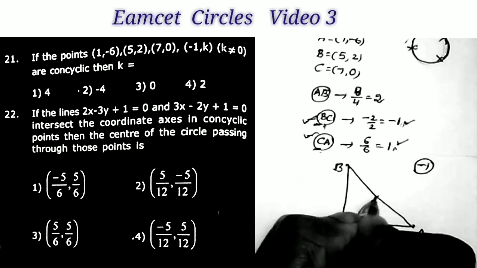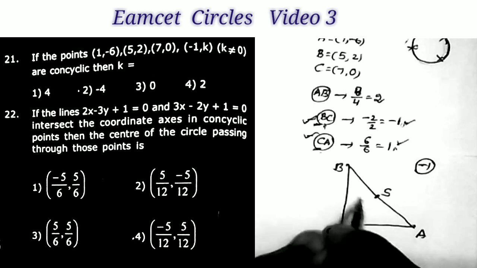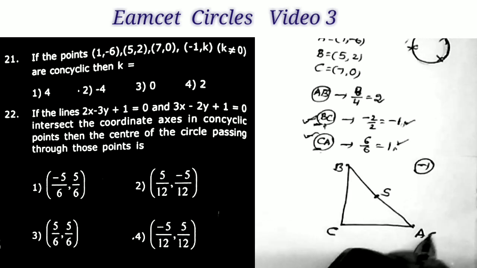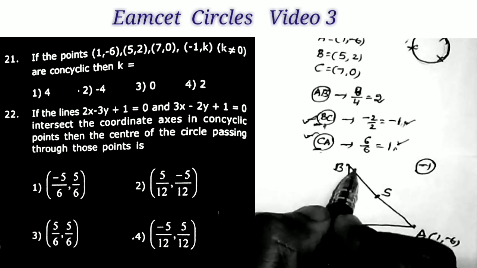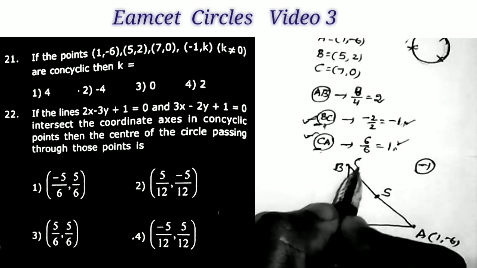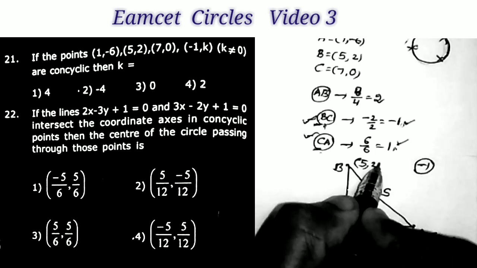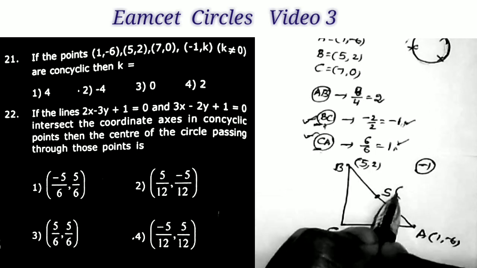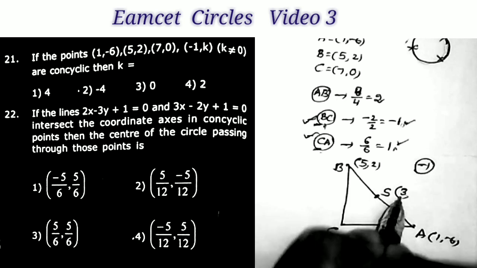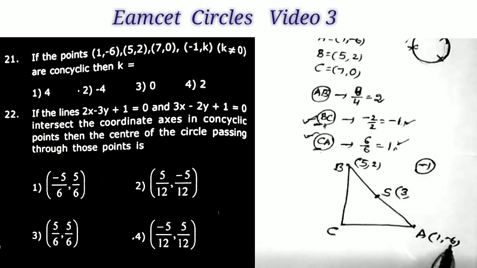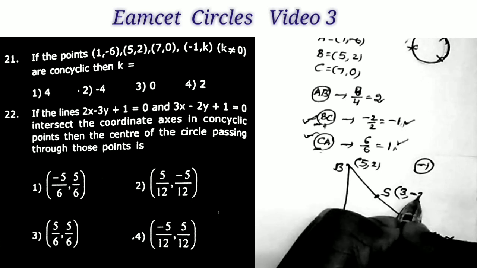Now what is the circumcenter here? Circumcenter is nothing but the midpoint of the hypotenuse. So here the circumcenter is nothing but the midpoint of the hypotenuse. Now finding that point here. So (1 plus 5) by 2, that is 6 by 2, is equal to 3. (2 minus 6) by 2, minus 4 by 2, is equal to minus 2.